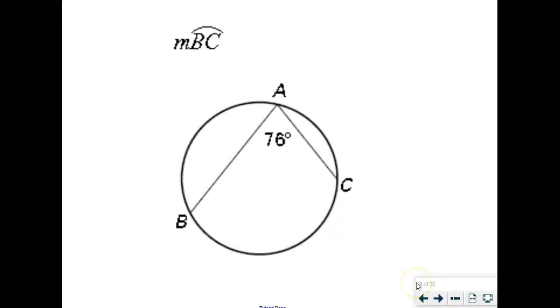Alright, everyone try this one. What is the measure of arc BC? Pause if you need to. Alright, so since I'm going from angle to arc, I'm going to multiply it by 2. So 76 times 2, 152 degrees. Okay, easy.